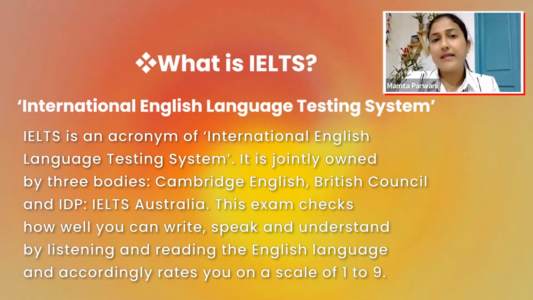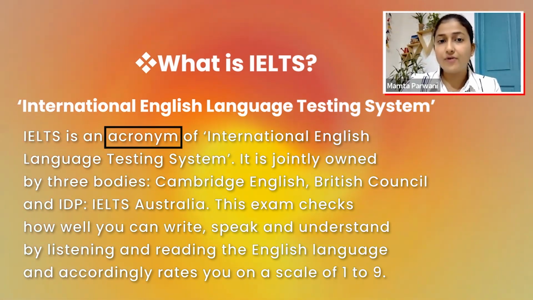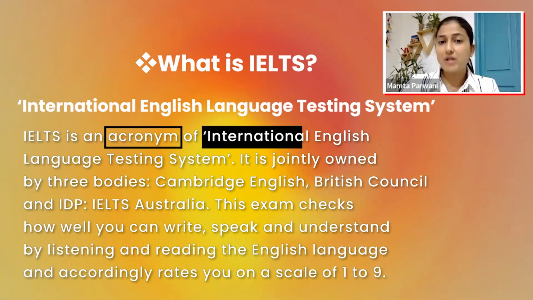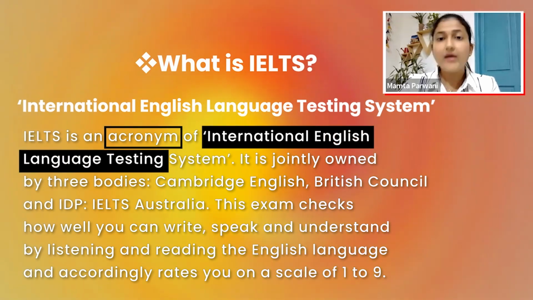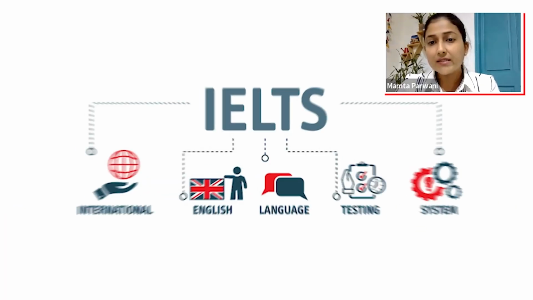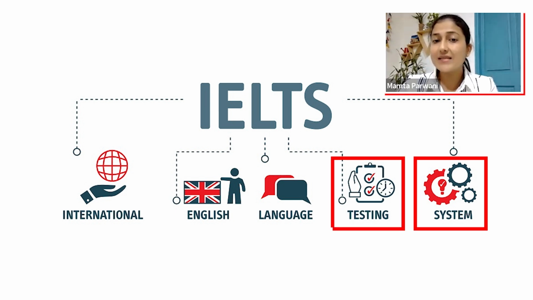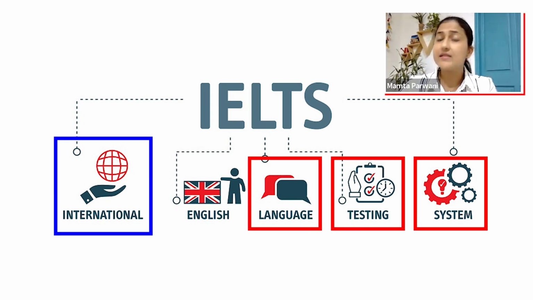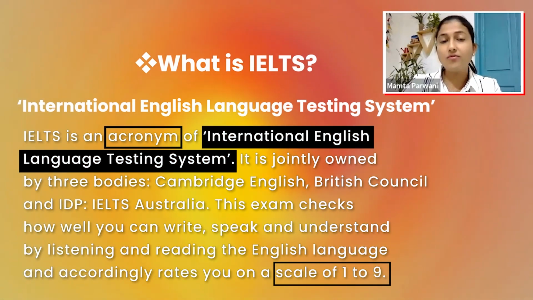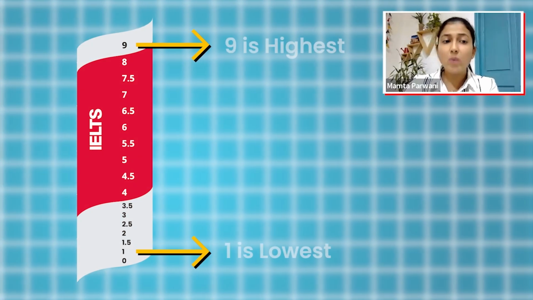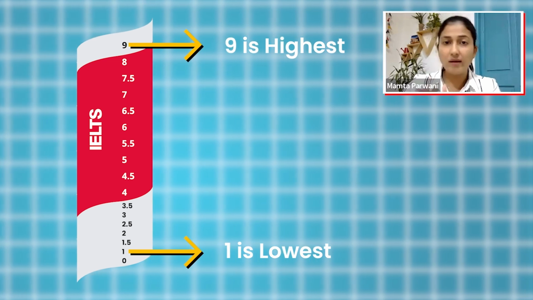See, IELTS is nothing but a simple acronym of International English Language Testing System. What does it mean? It means it is a system which is going to test your English language at an international level. Simple as it is, right? So when you appear for this test, you are rated on a band scale of 1 to 9, okay? Where 9 is the highest and 1 is the lowest. In fact, 0 is the lowest, where 0 means not appearing for the test itself.